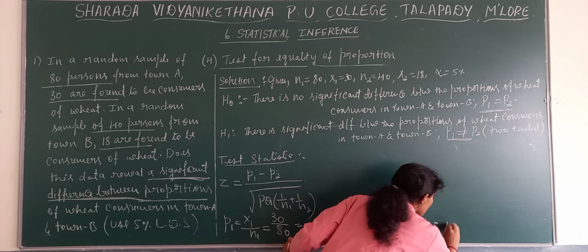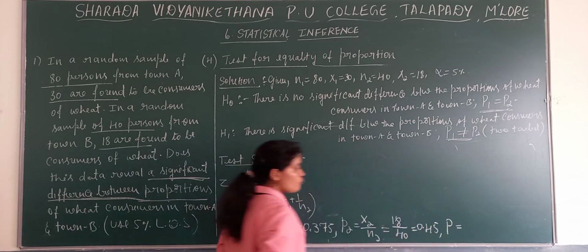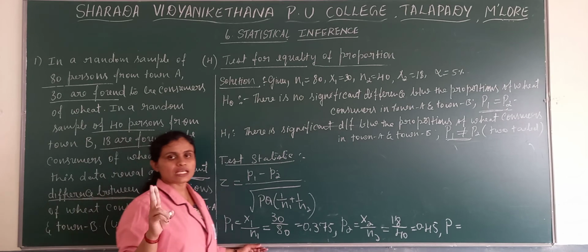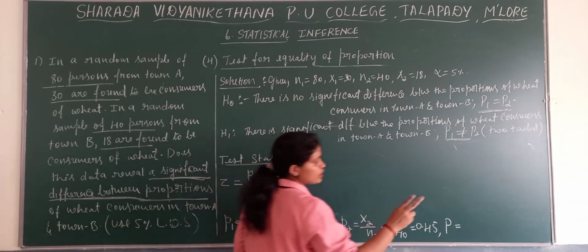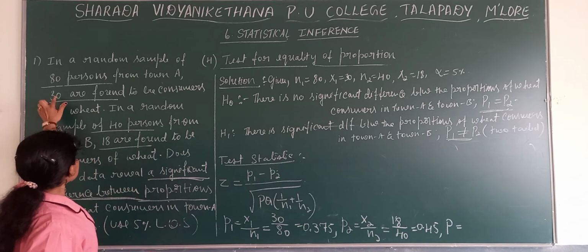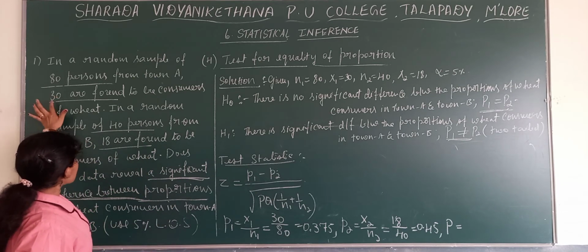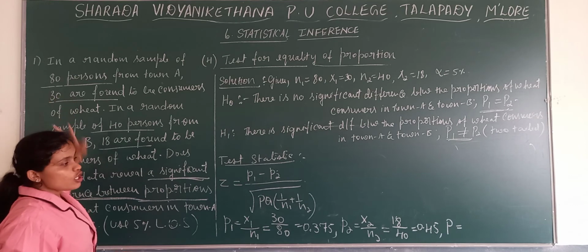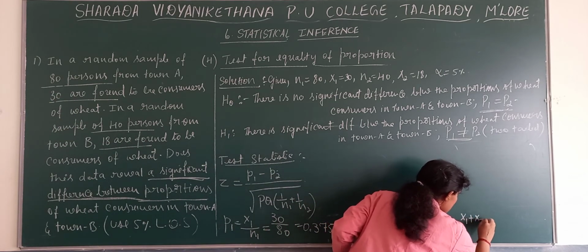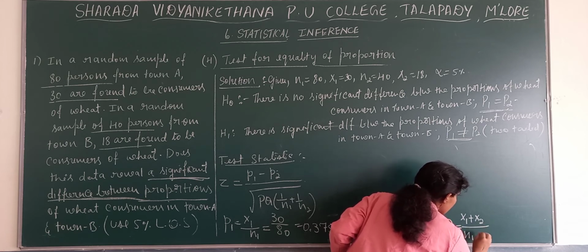Now find out the P, capital letter P. Which formula? You have two formulas. One is x1 plus x2 divided by n1 plus n2, and one more is n1 into p1. Since we did not get proportions directly here, these values are not in percentage, these are in numbers. So we need to take the formula x1 plus x2 divided by n1 plus n2.